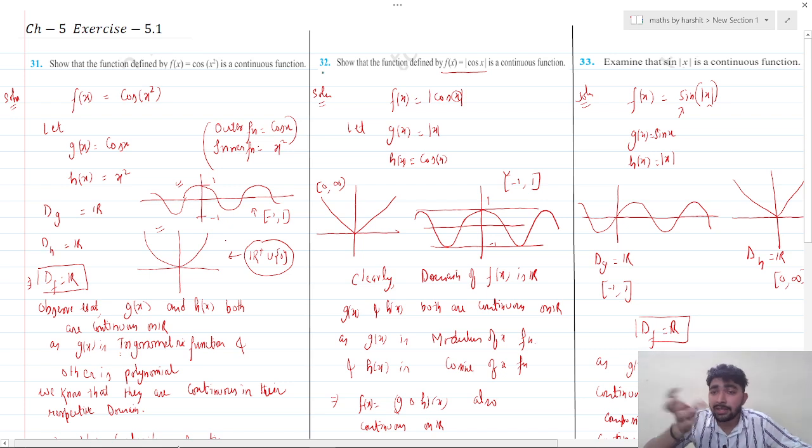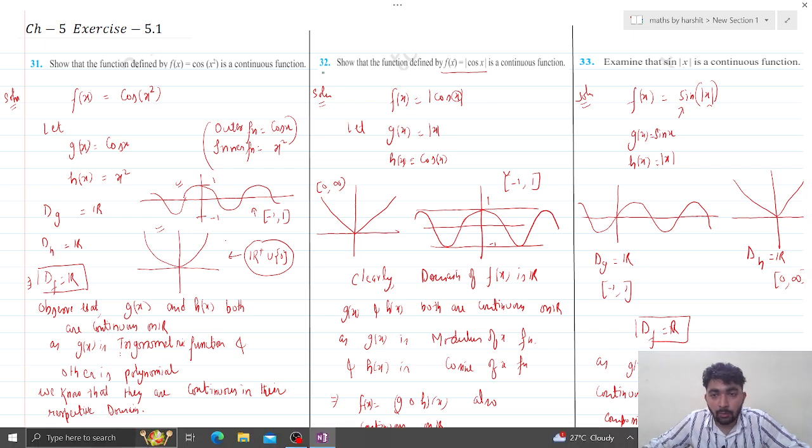Like that we can use composition of function, because the theorem is also in NCERT: if we have a function f of x and another function g of x, and both f and g are continuous in their domains, then their composition is also continuous on the domain which we define. Obviously the domain of the composition is a subset of the domain of f as well as of g. That's why. So I hope you understood this question.